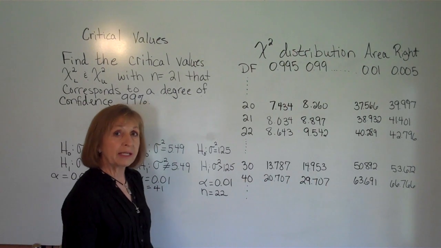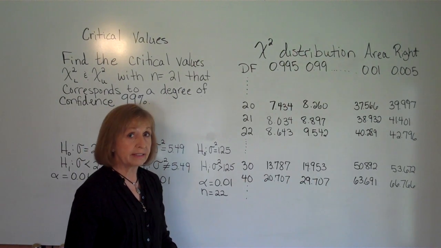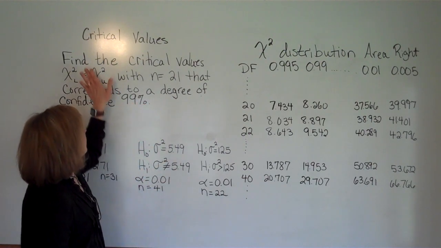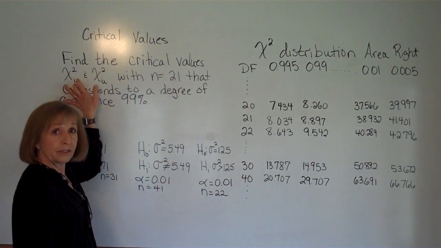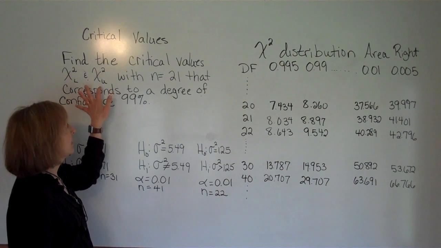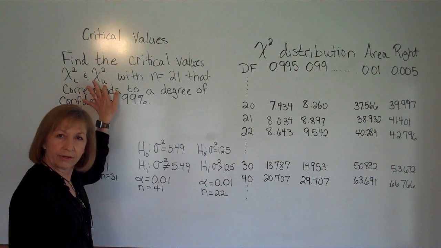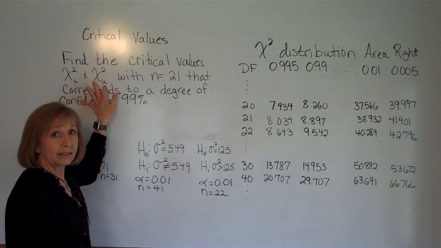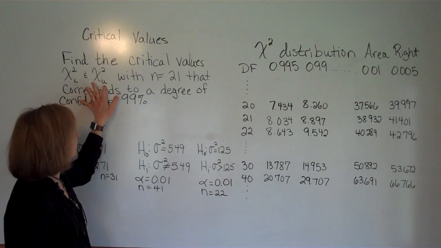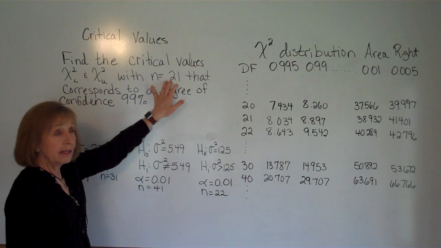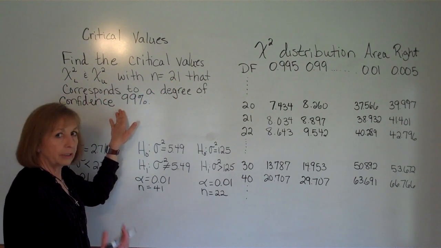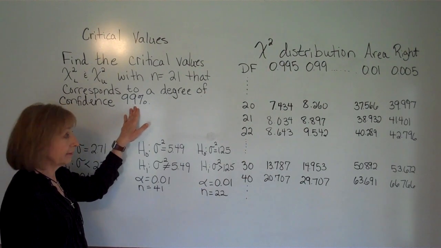So let's start by doing critical values only, just the stage where you find the critical values for a confidence interval. It says find the critical values chi-squared sub lower, or left, and chi-squared sub upper. Some authors actually subscript the upper one with the subscript r for right, so chi-squared sub r and chi-squared sub u mean the same thing. With n equal to 21, that corresponds to a degree of confidence of 99%.